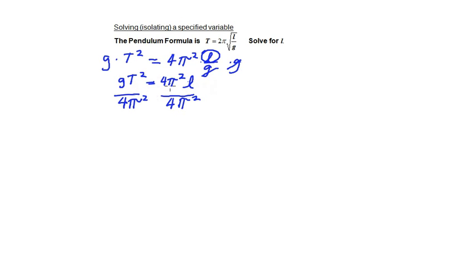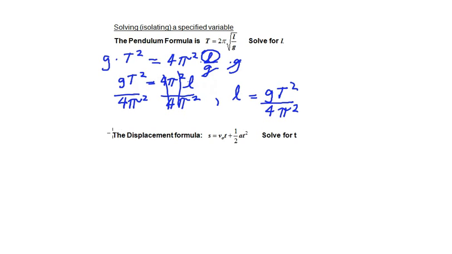And so we end up with then that L is equal to gt squared divided by 4 pi squared. And this is the solution for L. So we can tidy this up by putting L isolated on the left is equal to gt squared divided by 4 pi squared. Let's move on to another example.